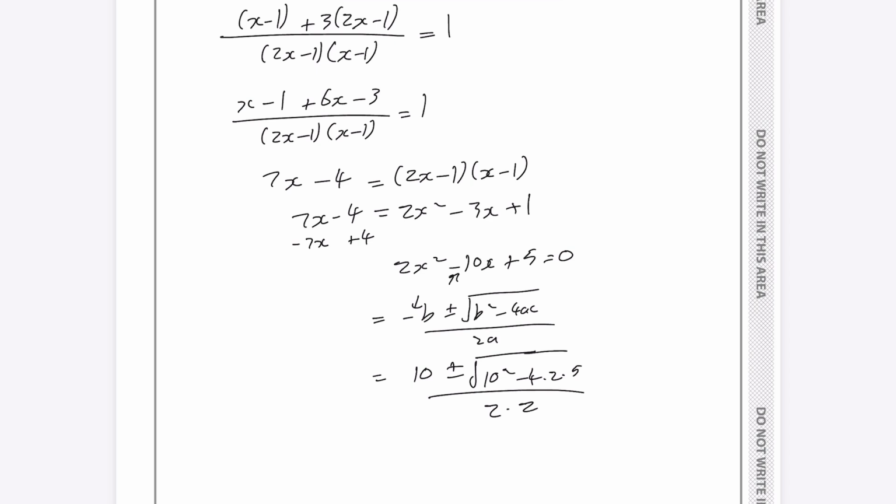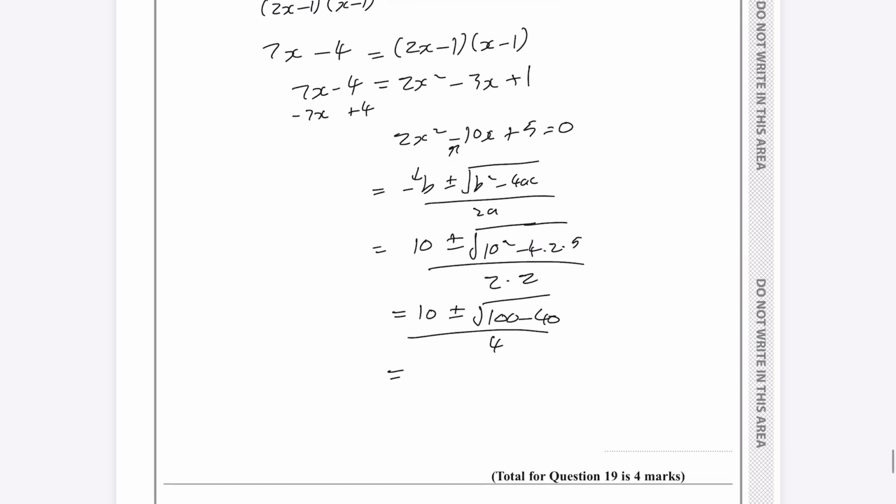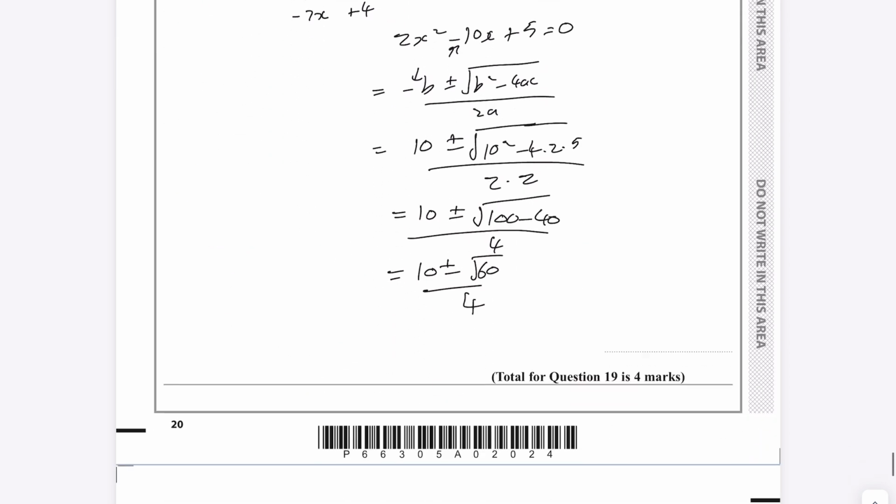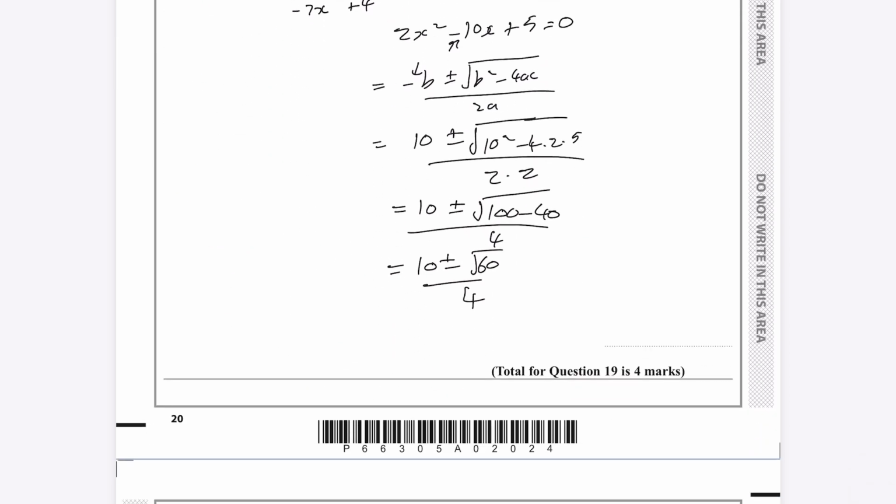2 times 2. And that's 10 plus minus root 100 minus 40, all over 4. And then that's 10 plus minus root 60 over 4. Now, if you notice the question, it does have a 2 in the denominator, so we need to keep going, yeah? So we can't divide both sides by 2 yet. And that's a hint that this can be simplified.